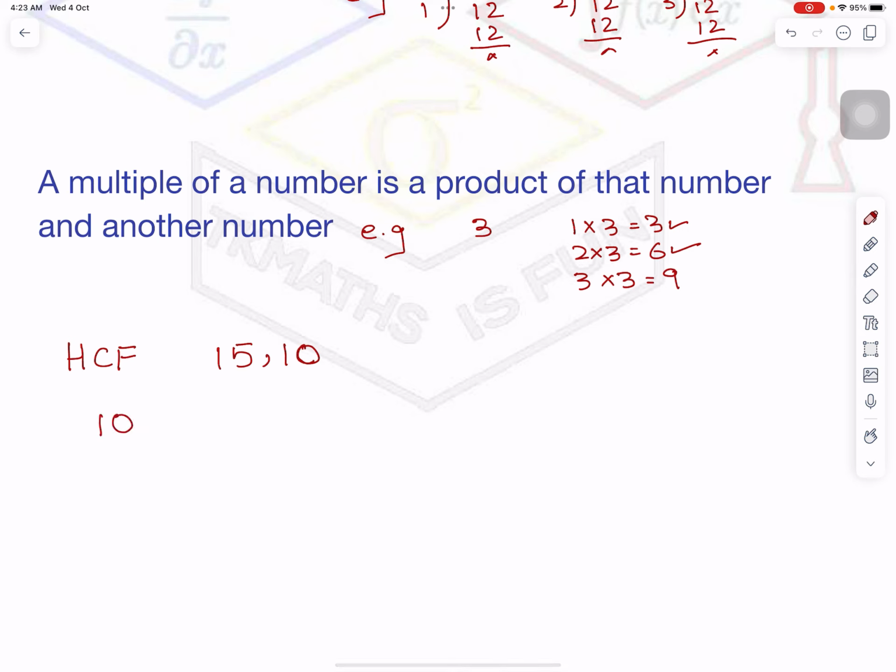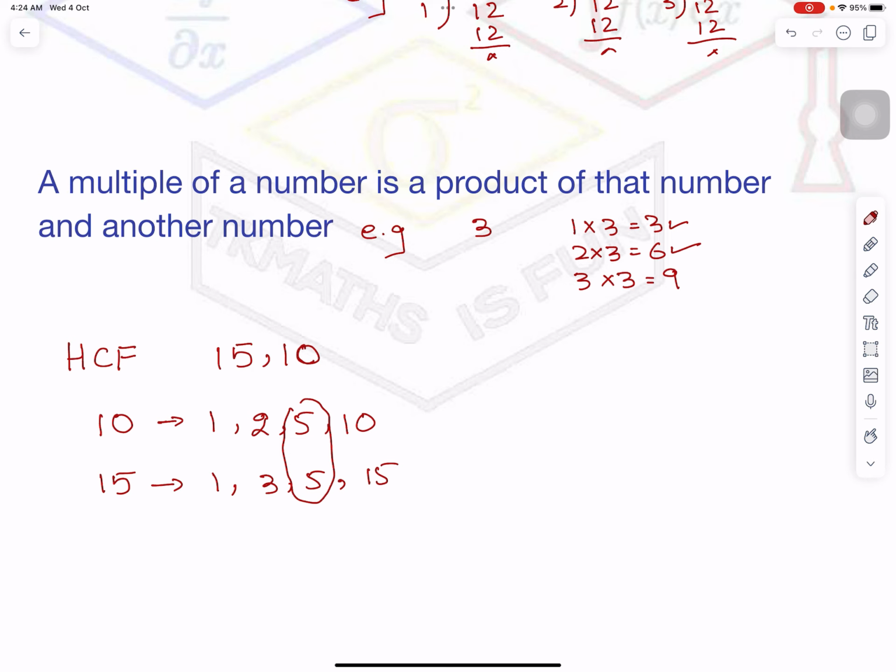So for example, I write the factors of 10 first. 1 times 10 is 10. 2 times 5 is 10. So these are the factors of 10. Let's say 15. 1 times 15 is 15. 3 times 5 is 15. So these are the factors of 15. Now which is the highest common among them? 5. So HCF is the highest common factor, right?